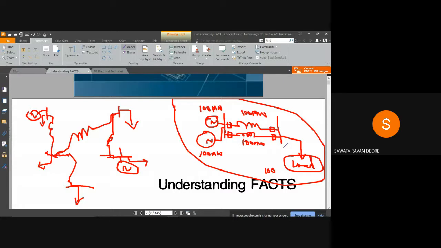In each region, 3-4 states are interconnected. In every state, there are a number of players which are interconnected. In that way, the interconnections were done in order to make the power system more economical and reliable.